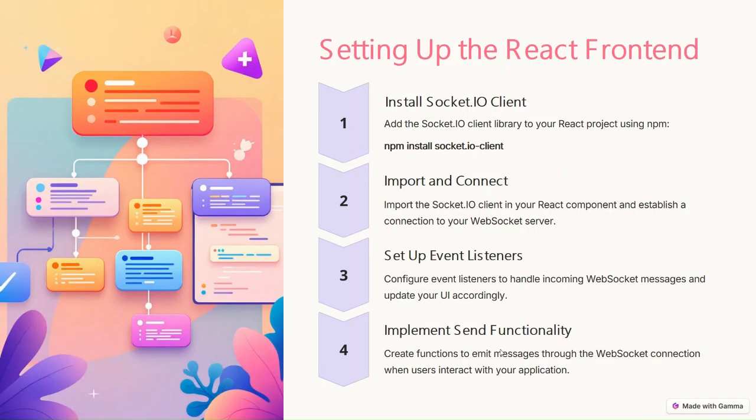Okay, now what we will do, guys, is set up the React frontend. To set up the React frontend, we need to install some dependencies, like the socket.io client library. Add the socket.io client library to your React project using npm. This command we need to use, guys. Then we need to import and connect, set up the event listener, and after that implement the send functionality.